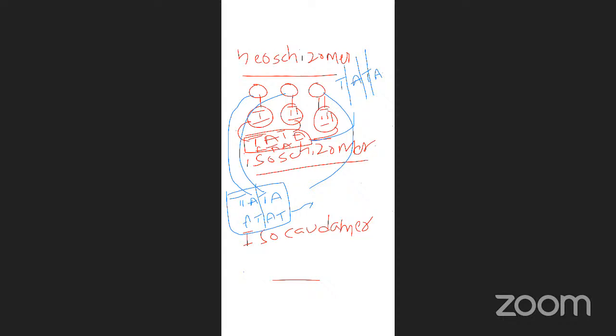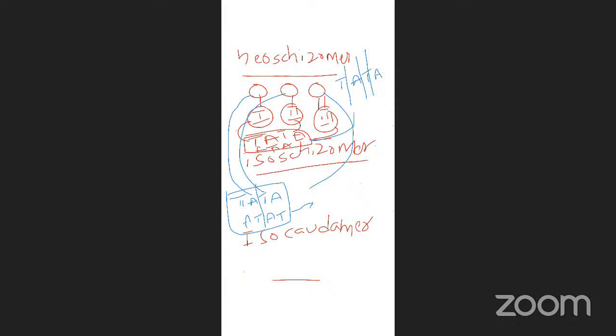Cleavage also same in isoschizomer. Don't get confused. In neoschizomer, T after cleavage, A after cleavage. But in isoschizomer, here TA cleavage, then TA cleavage. Whatever it may be, maybe TA or T or last T, anyone, but all three different enzymes function same.